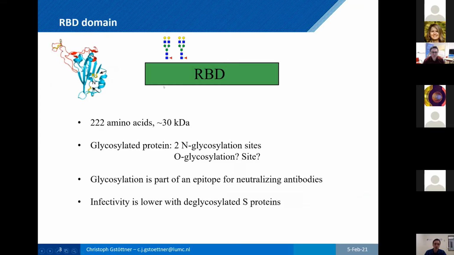It is glycosylated, so it has 2 N-glycosylation sites and most probably 1 O-glycosylation site. It was also shown already that this glycosylation is part of an epitope for neutralizing antibodies. And in general, you saw that this RBD is really looking outside of the spike protein, so it is normally the target for the neutralizing antibodies and thereby a very important domain. What is also known from the literature is that if you cleave the glycans off and have coronavirus with a non-glycosylated spike protein, then the infectivity goes drastically down.